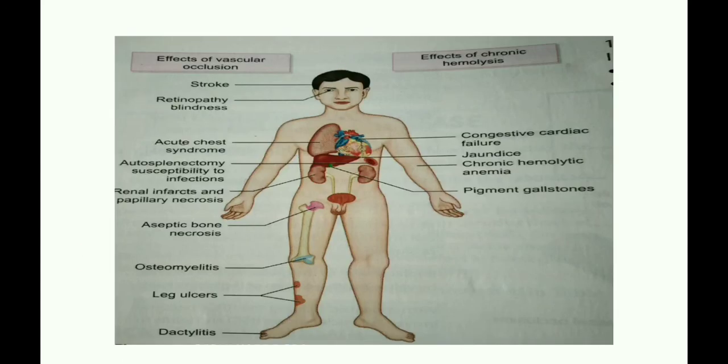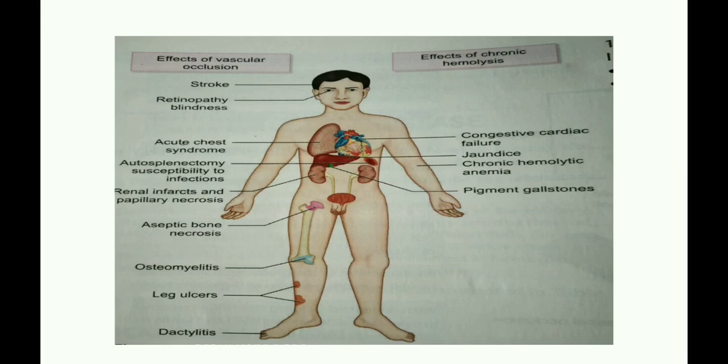So this is the vaso-occlusive crisis, which you can see in sickle cell anemia. It can affect different body parts. The effects of vascular occlusion can be stroke, retinopathy or blindness, acute chest syndrome. It can even cause autosplenectomy, which can lead to several infections. Then renal infarcts can occur and papillary necrosis. Even bone necrosis can happen, usually to the neck of the femur, and osteomyelitis.